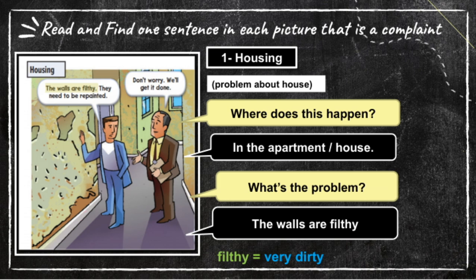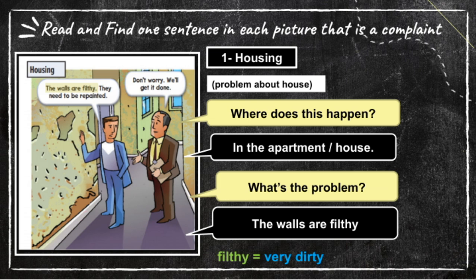Now, where does this happen? Typically, in everyday living spaces like your apartment or house. It's a situation that many of us can relate to. Sometimes the cleanliness falls behind due to busy schedules or other priorities. I want you to take a moment and look at each picture. For each one, find a sentence that expresses a complaint. These sentences reflect the residents' frustrations about the condition of their home.